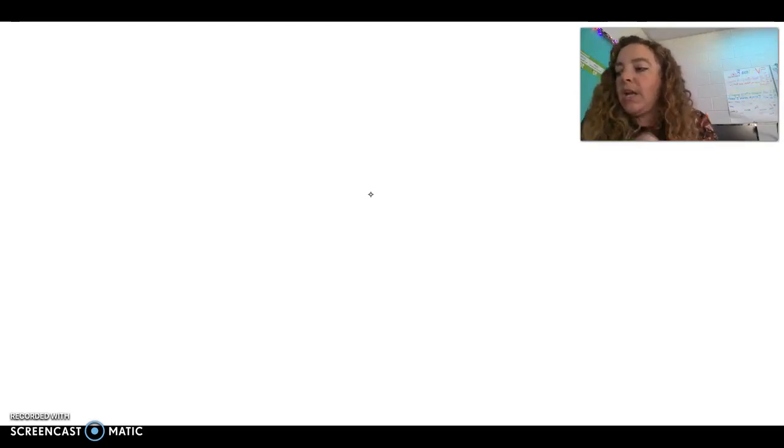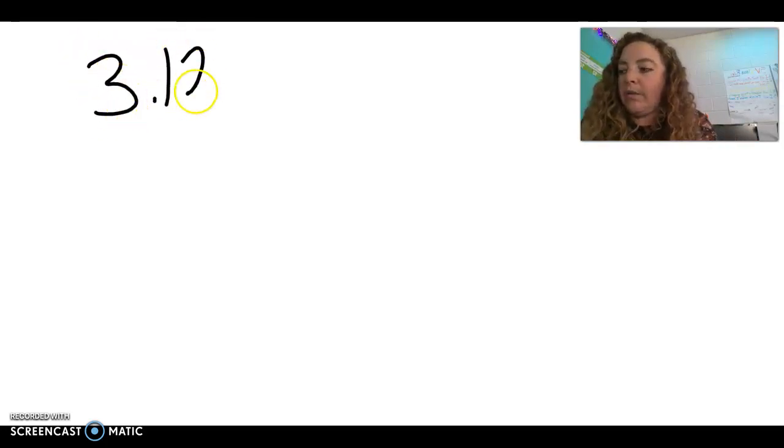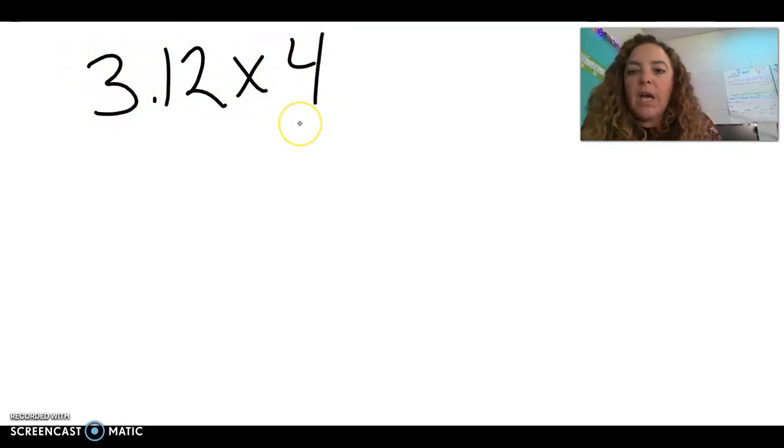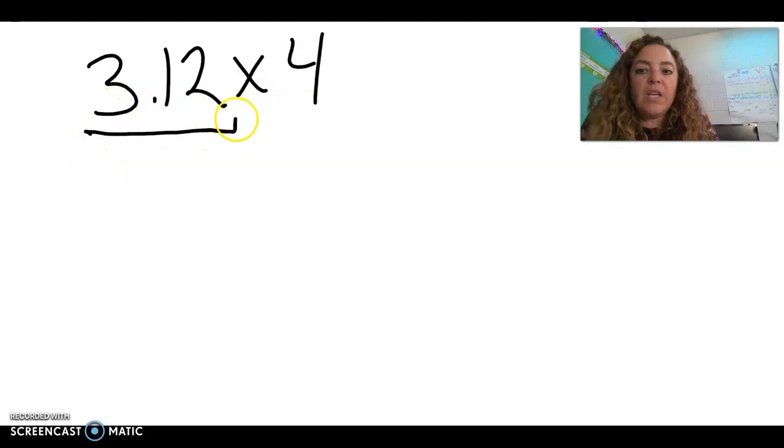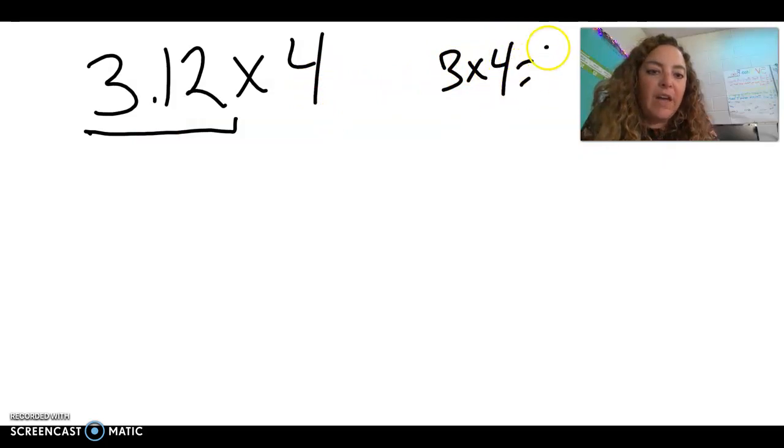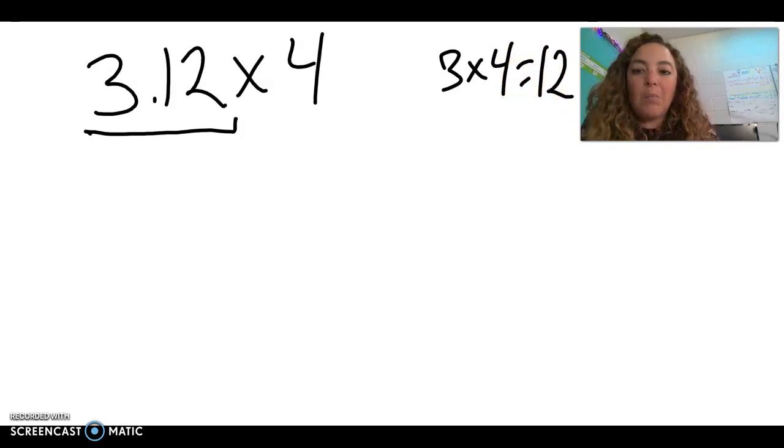Let's try 3, oops, gotta have my pen here. Let's try 3 and 12/100ths times 4. Again, you can do this in any method you want. You can do the traditional algorithm, but what I want you to realize is when I look at this number, 3 and 12/100ths times 4, I'm going to round that to like 3 times 4, which if I know my basic facts, I know that's 12. So my product on this particular one should be somewhere around 12.